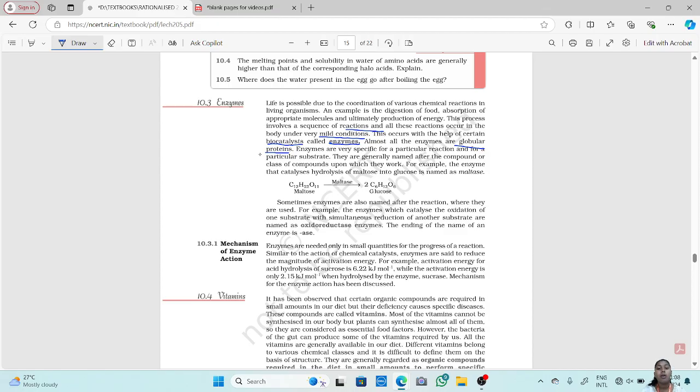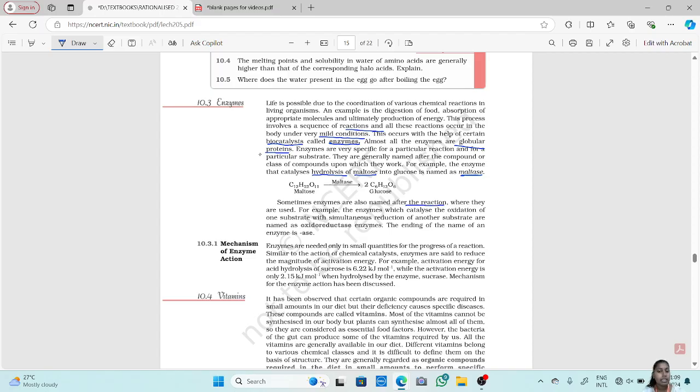Now an example given here is the catalysis of the hydrolysis of maltose into glucose. So conversion of maltose to glucose by hydrolysis. In this, the reactant is maltose, which is converted into glucose, and this reaction is catalyzed by an enzyme known as maltase. Now this enzyme is named after the substrate on which it is operating, that is the maltose. Apart from the substrate, these enzymes are also named after the reaction in which they are involved.